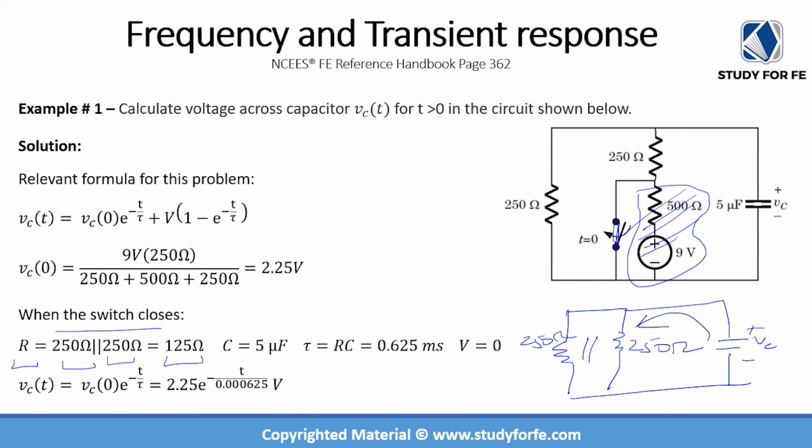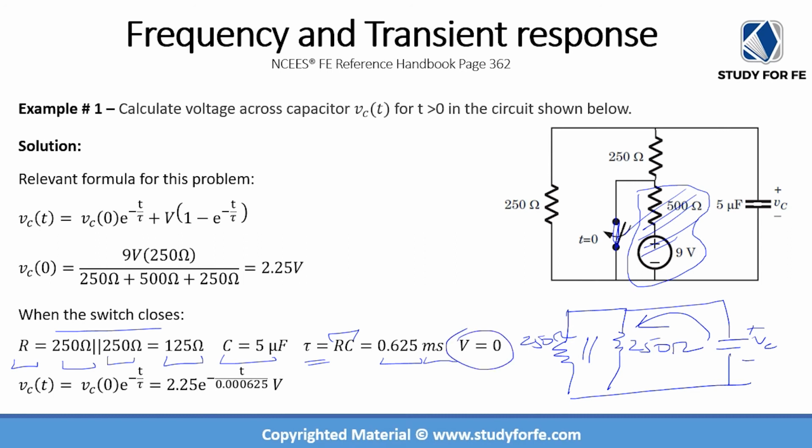And the capacitor's value, capacitance, is 5 microfarad. We already know that. Tau, which is the time constant, is just the product of R and C. So 5 microfarad times 125 ohms will give us 0.625 milliseconds. And when the switch closes, you can see that we don't have any external voltage source applied.